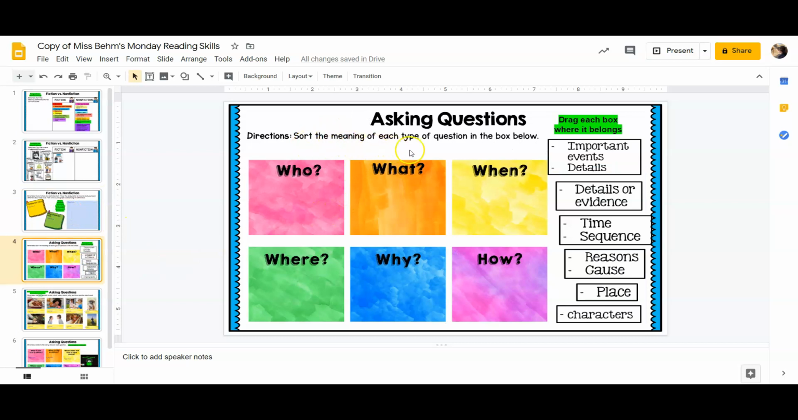Here you're going to sort the meaning of each type of question in the box below. So who, which one of these boxes makes sense? Is a who important dates, details or evidence, time sequence, reasons, cause, place, or characters? This one, it would make sense for characters to move over here. So you're just going to go through and figure out which one of these boxes go to the different little sticky notes.